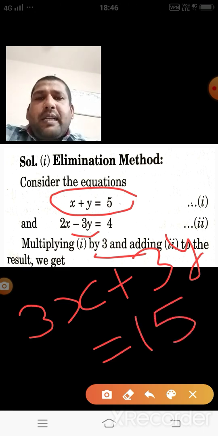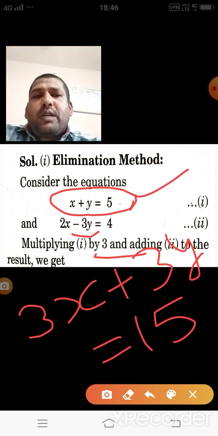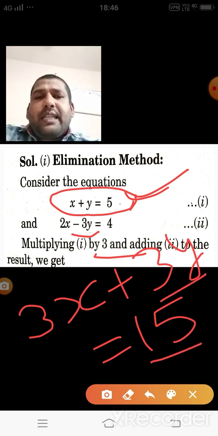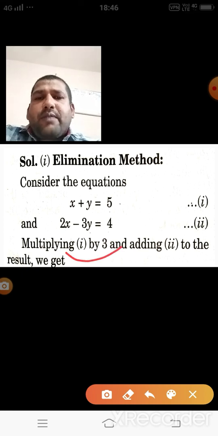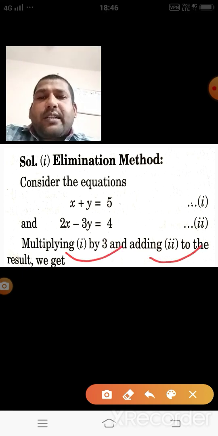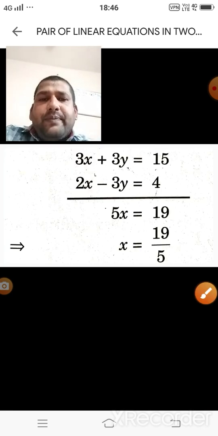All the values should be multiplied. If you are multiplying the first equation, the complete equation is going to change. Then x into 3 is 3x, y into 3 is 3y, and 5 into 3 is 15. Means this equation we are getting. And what we are observing here, if you multiply the first equation by 3 and add the second equation to the result, then what are we getting?